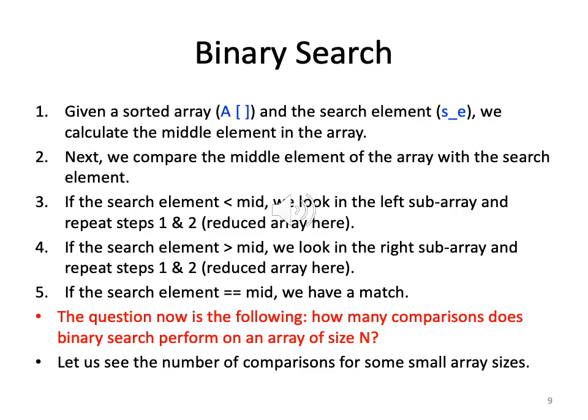So binary search, this is the procedure. Given a sorted array and the search element, we calculate the middle element. Next, we compare the middle element of the array with the search element. If the search element is less than mid, we look in the left subarray. Repeat steps 1 and 2. So we are dealing with a reduced array here. If the search element is greater than mid, we look in the right subarray and repeat steps 1 and 2, right? Again, we will be working on a reduced array. Again, we calculate mid. The third option is if the search element is equal to mid, we have a match.